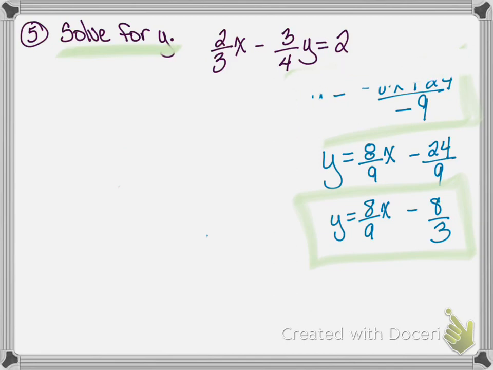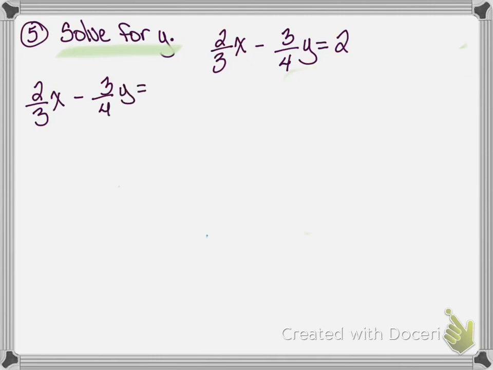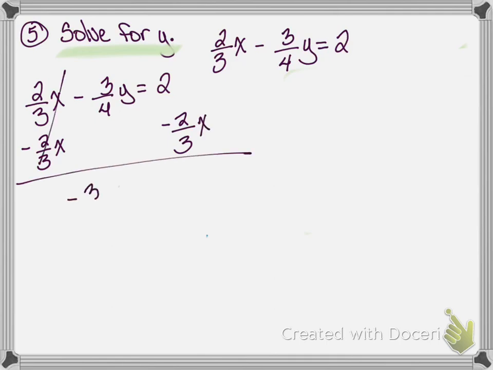Now, if you don't want to multiply everything by the LCD, what you could do is you could just start working with your fractions. So I have 2/3 x minus 3/4 y equals 2. So I'm solving for y, so I'm going to subtract 2/3 x from both sides. Okay, so I'm subtracting 2/3 x from both sides. Then I'm left with negative 3/4 y equals negative 2/3 x plus 2.